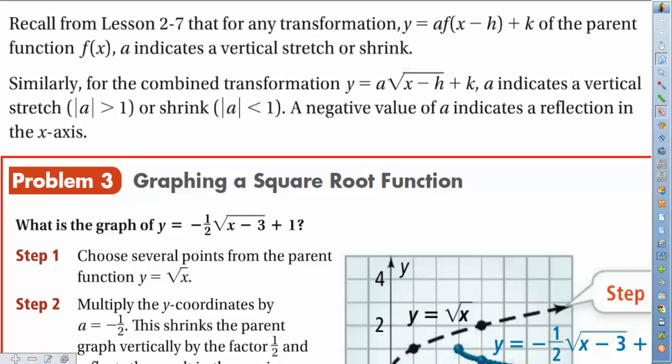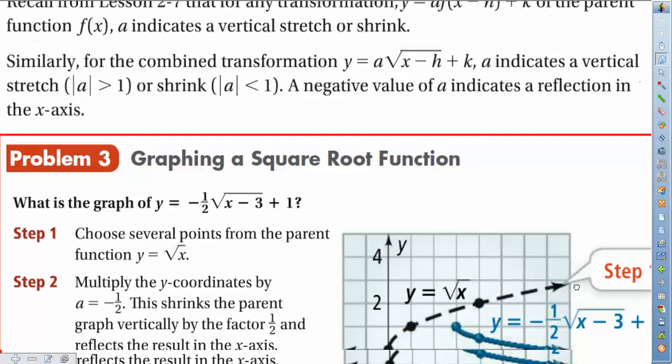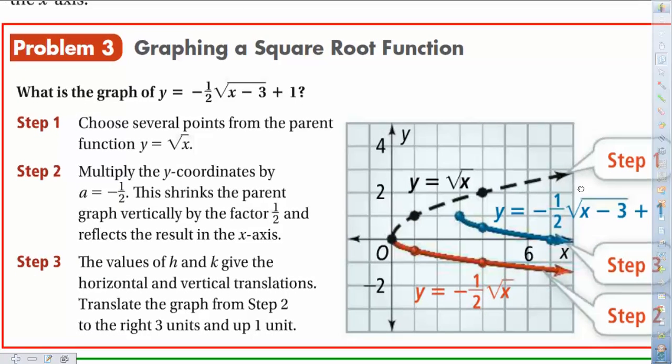I would still handle these problems exactly the same way that we've done before in the past. And so let's go ahead and do that here on this problem. So if they're asking us on this problem, what is the graph of y equals negative 1/2 times the square root of x minus 3 plus 1?